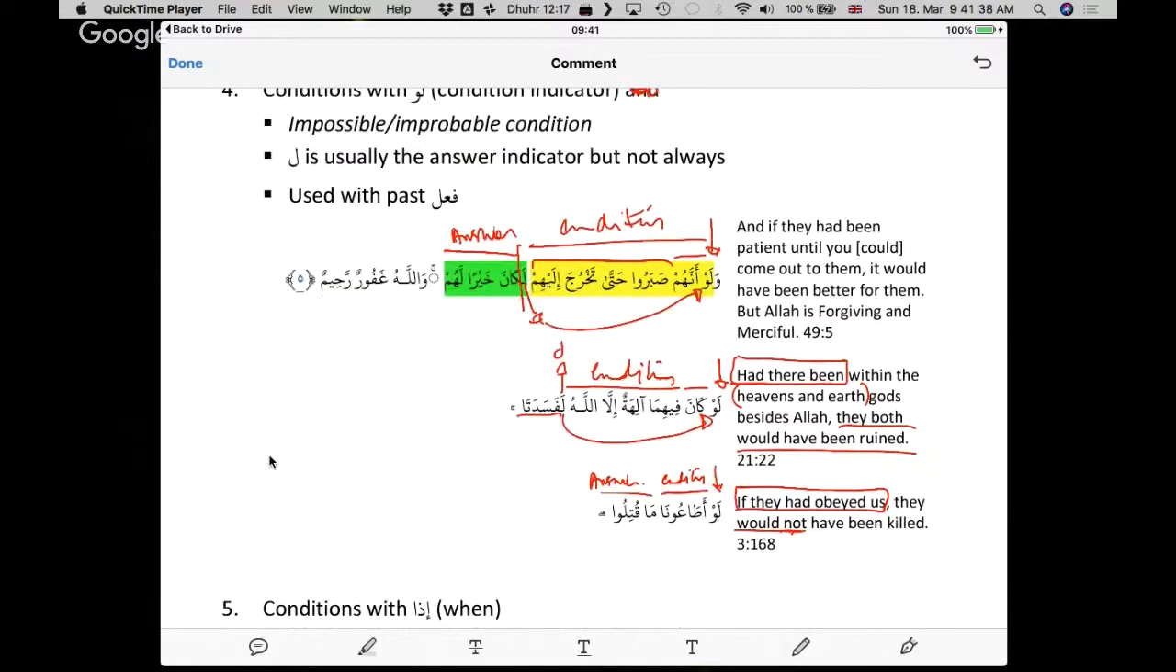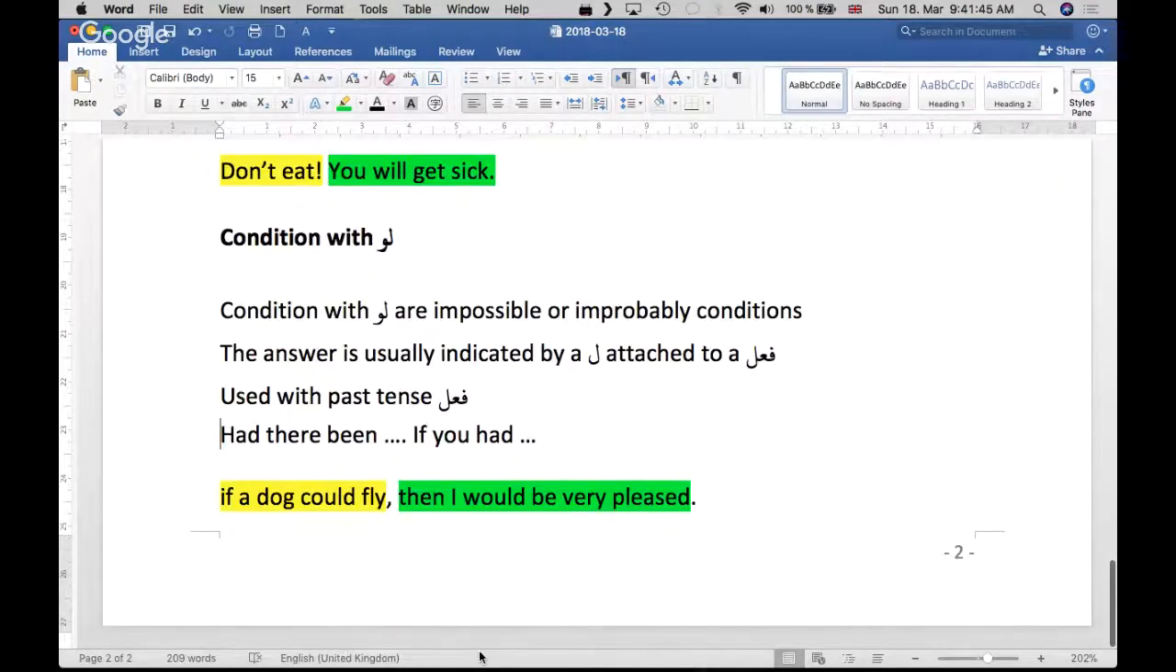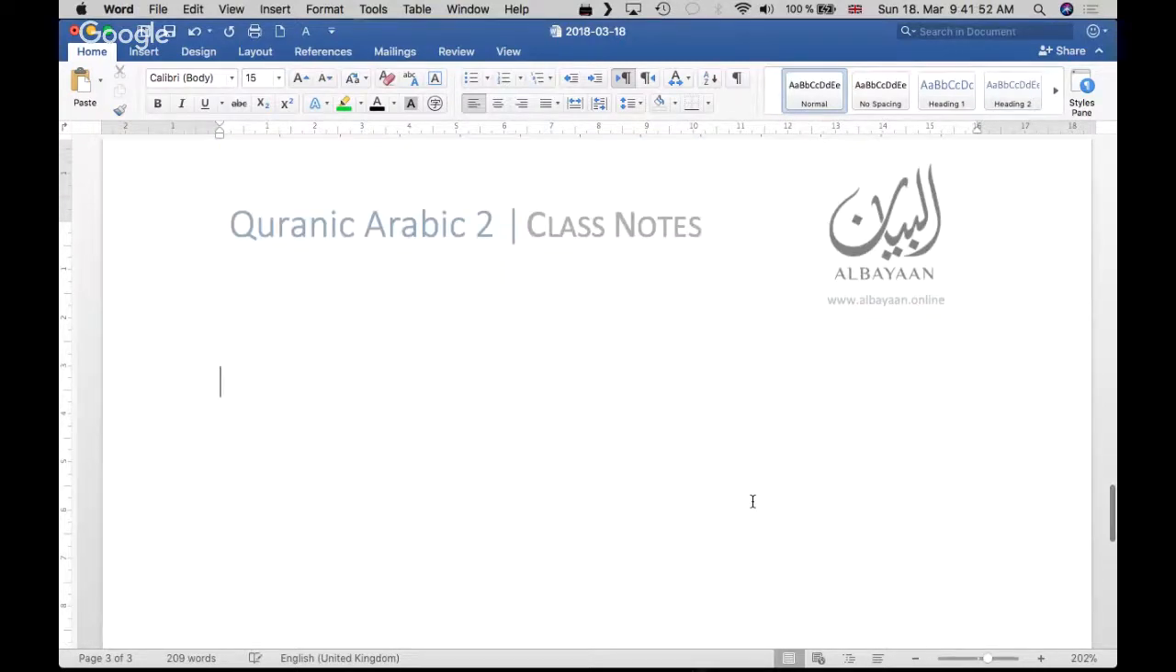And then there's a final one, which is conditions with iza. Now these conditions with iza are possible conditions, and likely to happen. Okay, iza translates to when.